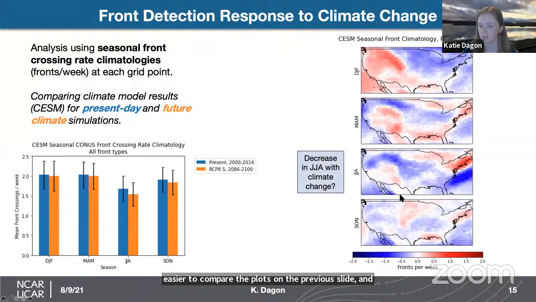And again, it does look like JJA shows a decrease in the detected fronts, more so than some of the other seasons, where you see kind of a mixed response spatially in Northern Hemisphere winter and spring, and then less of a response in the fall. So again, I want to bring in some knowledge-guided approach here. We were thinking of possible mechanisms responsible for a decrease in detected fronts with climate change in the summer.